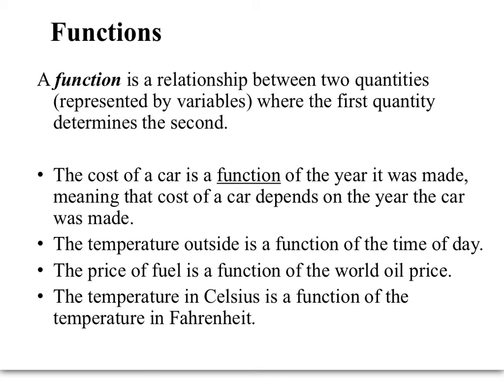So a function is a relationship between two quantities, which we usually call variables, where the first variable determines the second. So the cost of a car is a function of the year it was made, meaning the cost of the car depends on the year the car was made. Newer cars are more expensive. As you get older, they become less expensive, although if you go far enough back, then they become classic and they get more expensive again, usually. Also depends on the condition and some other things. But here we're just looking at a relationship between the cost and the year it was made. And in general, you could find a relationship between those, and that relationship is called a function.